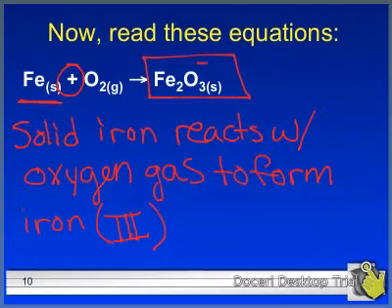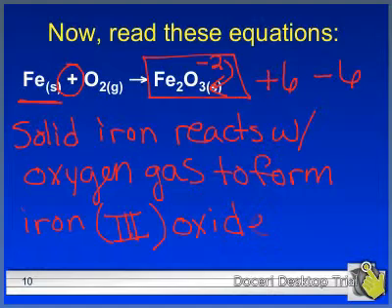Because oxygen has a charge of -2, but there are 3 of them, correct? So altogether we have a charge of -6, which means we also have to have a charge of +6, but that is being split between 2 irons. So each one's going to be +3. And then for oxygen, we change the suffix to oxide. And this is in the solid form.